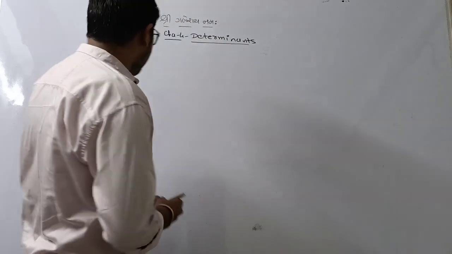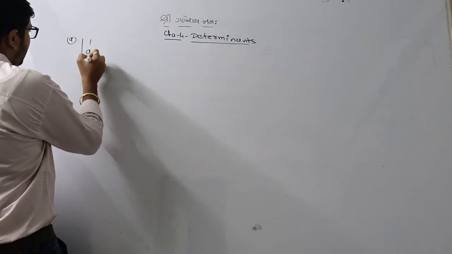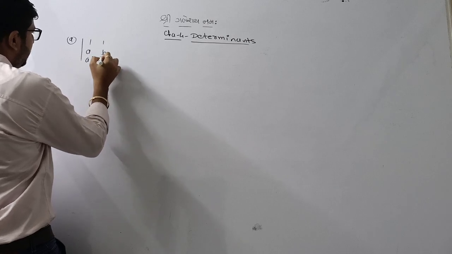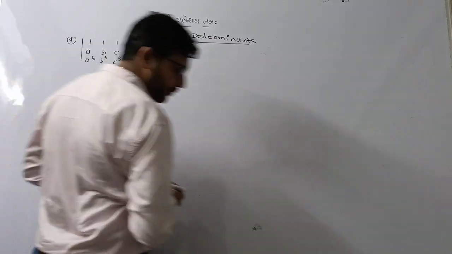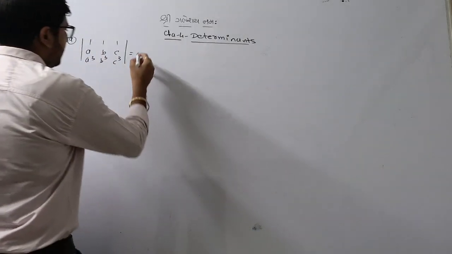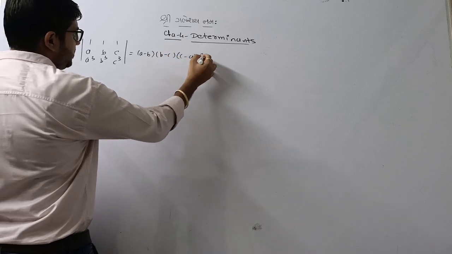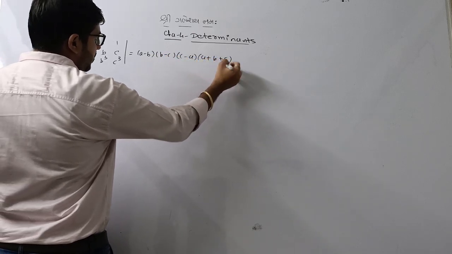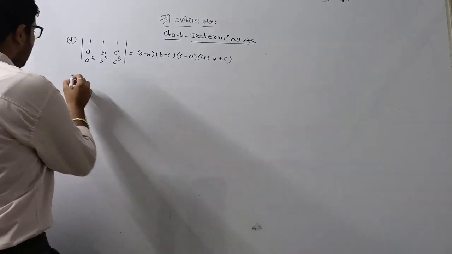Okay, in the next question we have number 9. We have 1 a cube, 1 b cube, 1 c cube, equal to, to prove, (a minus b)(b minus c)(c minus a) into (a plus b plus c). Okay, so let's go with the LHS in this.